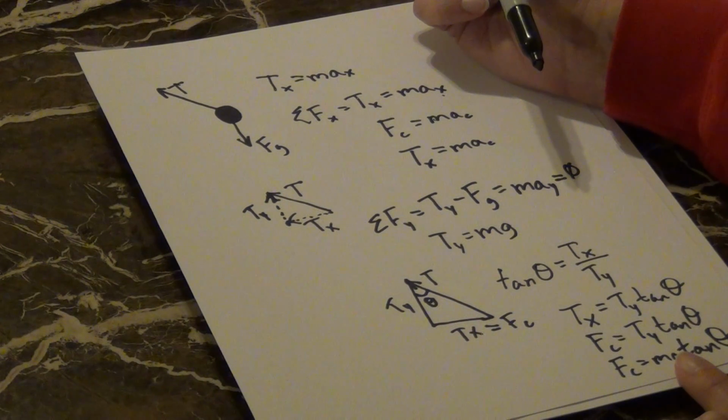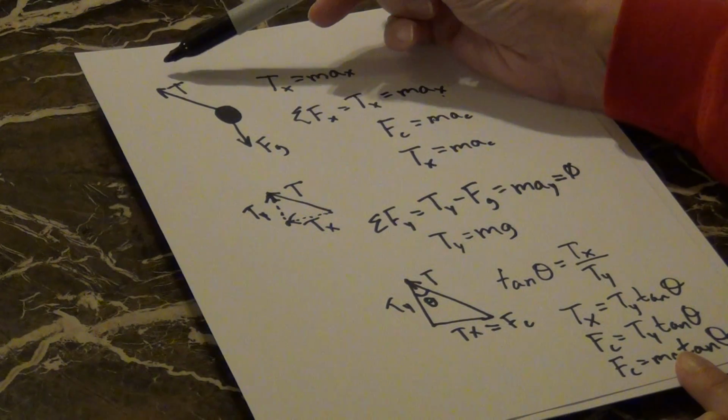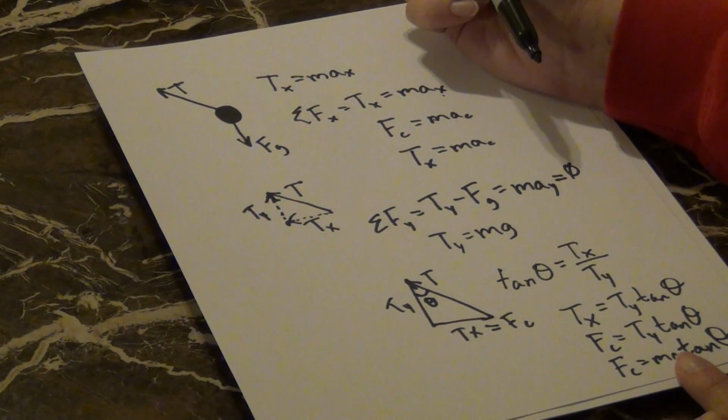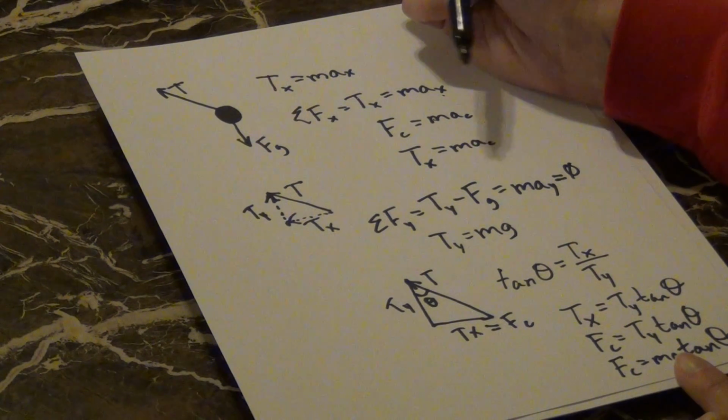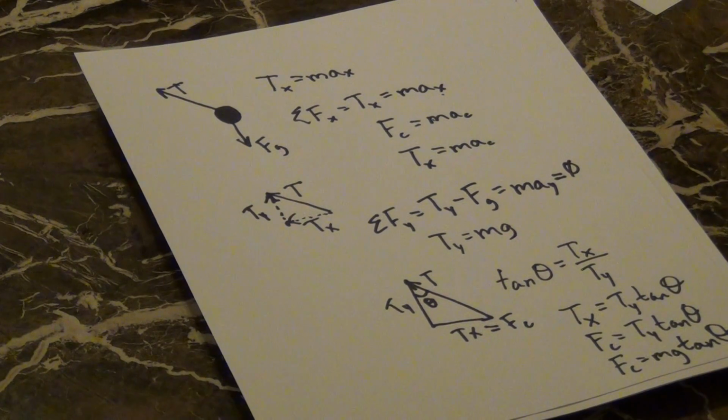The minute that you add centripetal force as something other than one of the identified forces, the AP board is going to take your points away and break your wand. Okay, so just make sure that you take a look at that.